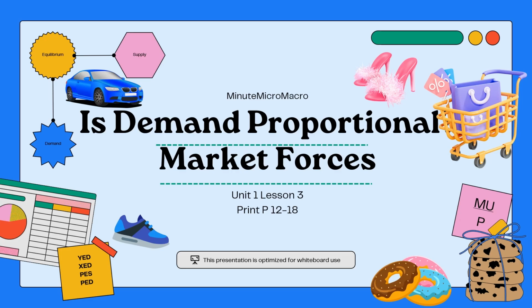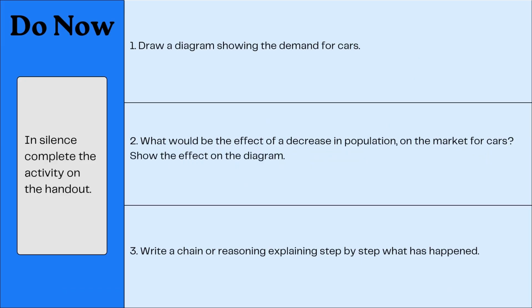Today we're thinking about, is demand proportional? Hit pause and have a go at this do now question. Draw a diagram showing the demand for cars. What would be the effect of a decrease in population on the market for cars? Show that effect in the diagram, and then write a chain of reasoning explain step by step what has happened.